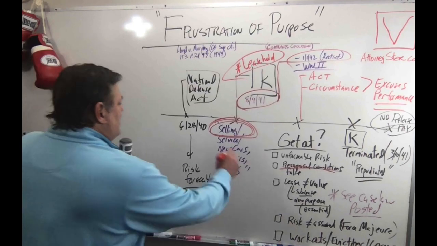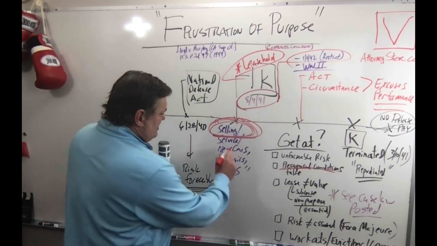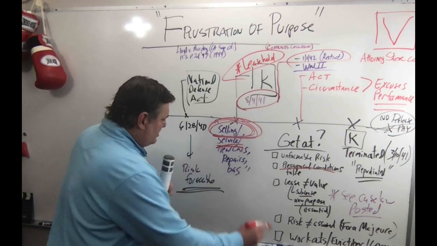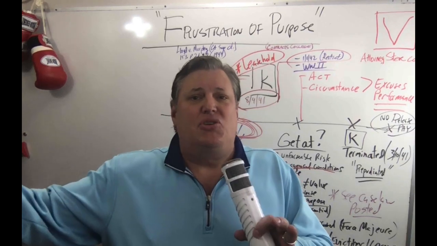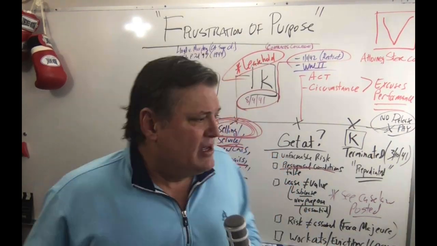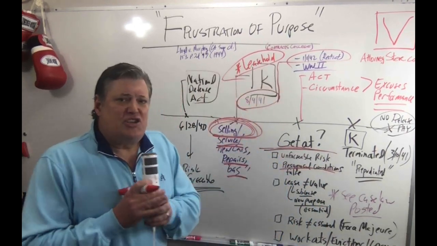So he wants out. He says, I can't sell the cars anymore. Landlord says, well, wait a second. You can still service cars. You can still repair cars. You can still sell gas. And I'll even let you do other things if you want. Just let me know. So the tenant says, no, I want out. The question is, can he get out?